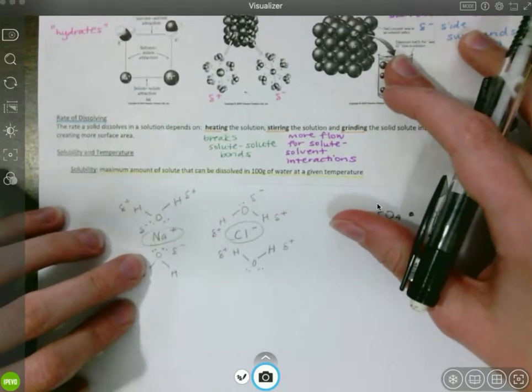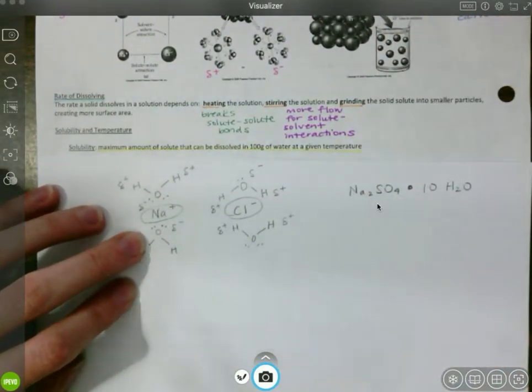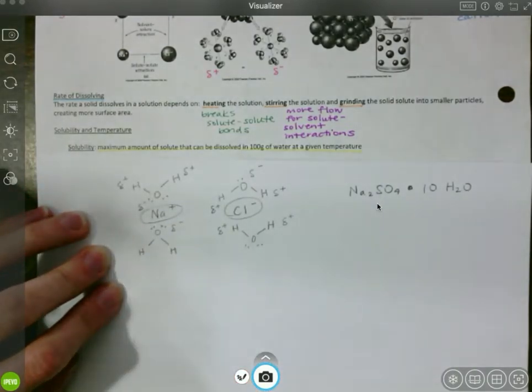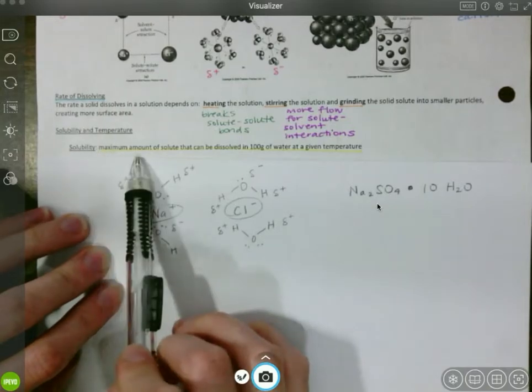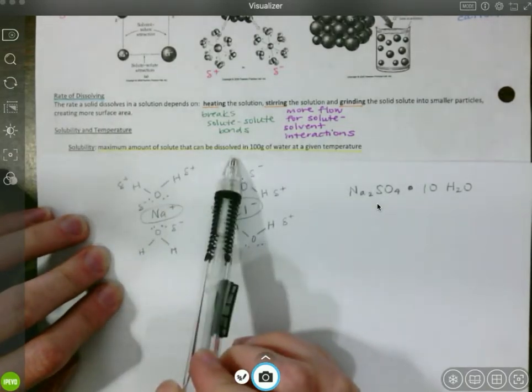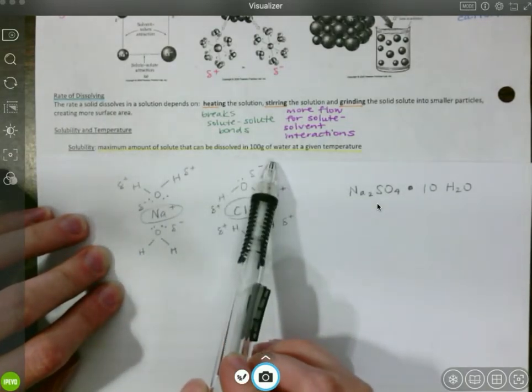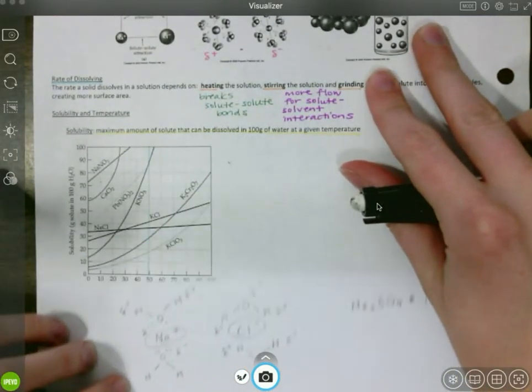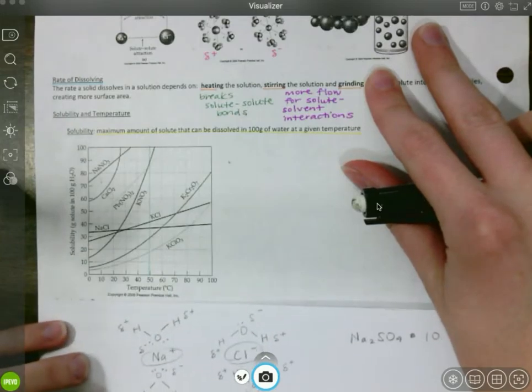Okay, next we're talking about solubility and temperature. So solubility, here's your actual definition in the chapter handout. Solubility is the maximum amount of solute that can be dissolved in 100 grams of water at a given temperature. So we are going to be looking at solubility curves.